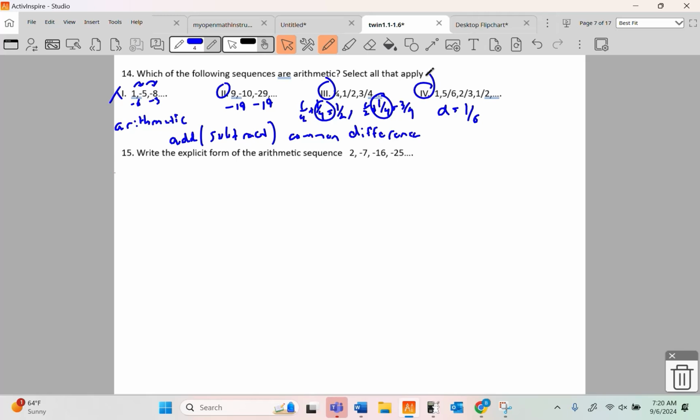15, write the explicit form of the arithmetic sequence 2, -7, -16, -25. So the explicit form is that the nth term is the first term plus n minus 1 times that common difference. Sometimes I put the difference in the front, sometimes back. From 2 to -7, the difference is 9. It's actually negative. We're losing 9 units. And it looks like that pattern holds. From -7 to -16, we're also losing 9, and we're losing 9 again. So I'm just going to put that there where the difference is, and that goes there where the first term is.